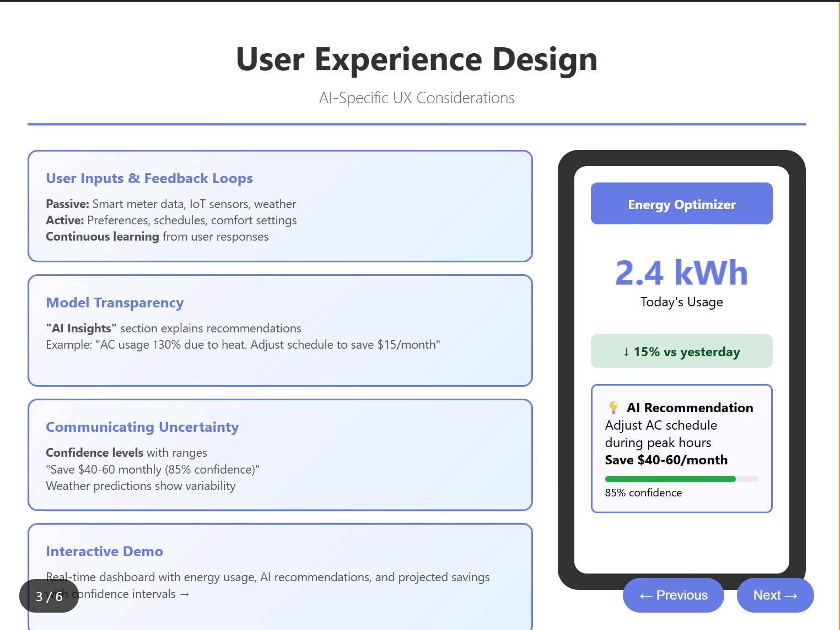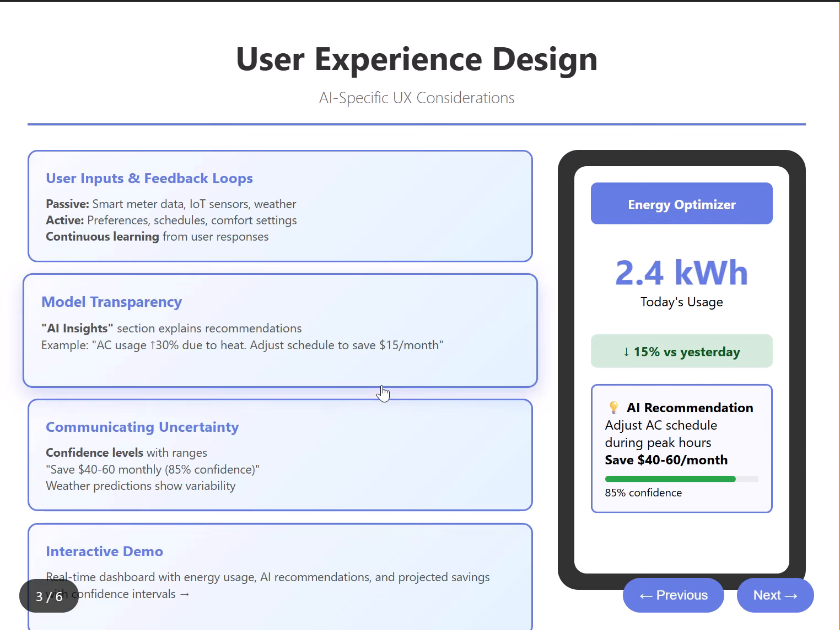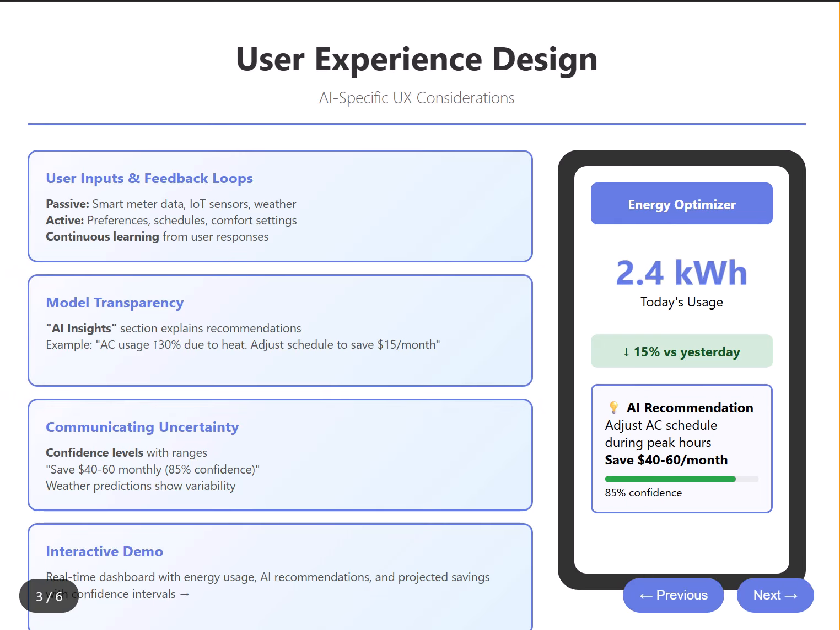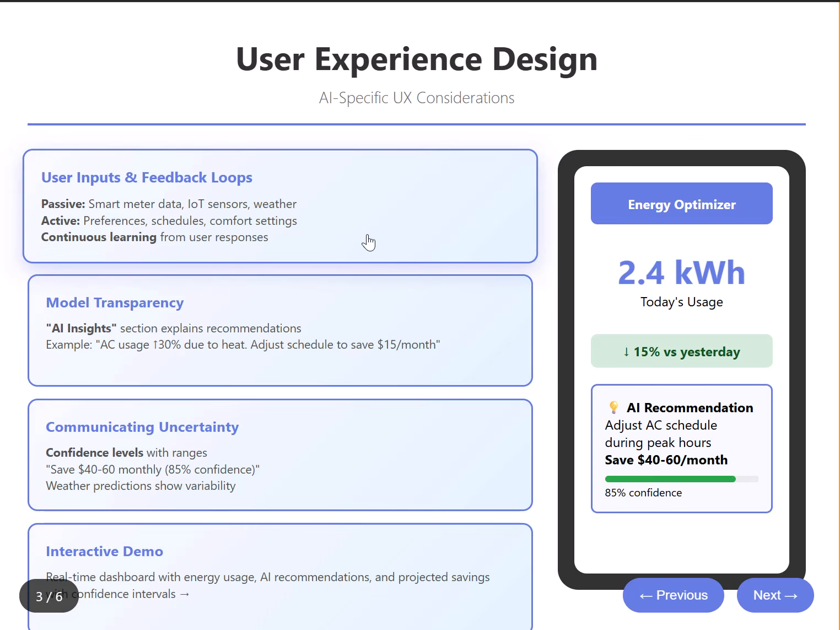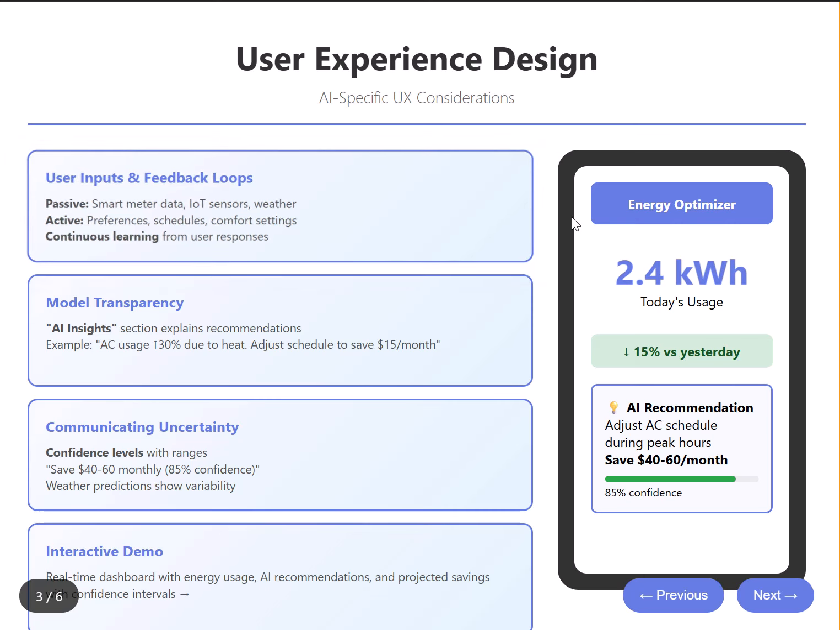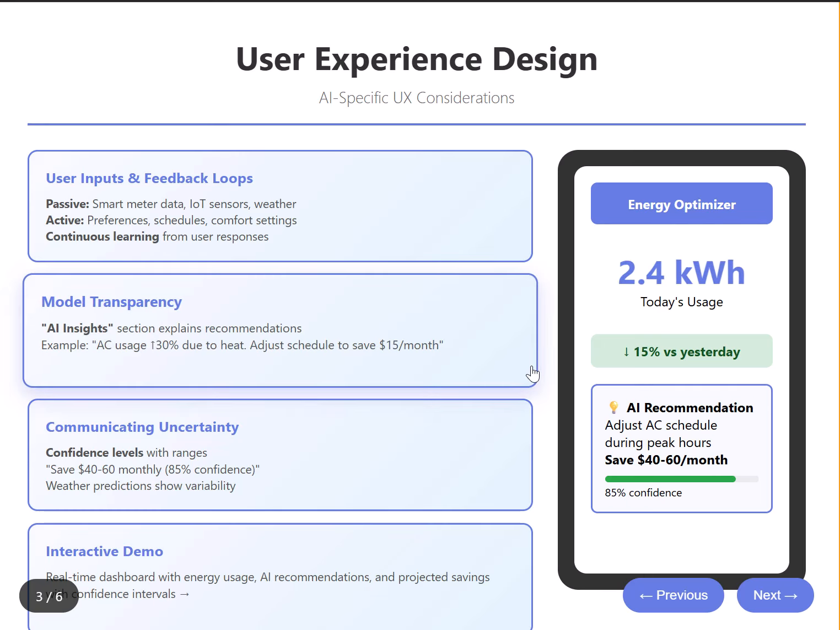For the user experience design, we focused on the user interaction flow. We focused on user inputs, feedback loops, model transparency, and communicating any uncertainties. Focusing on user interaction flow first, users interact with the system through a mobile app and smart home integration. The AI continuously monitors energy usage through connected devices and provides real time insights. Let me address the four key UX considerations.